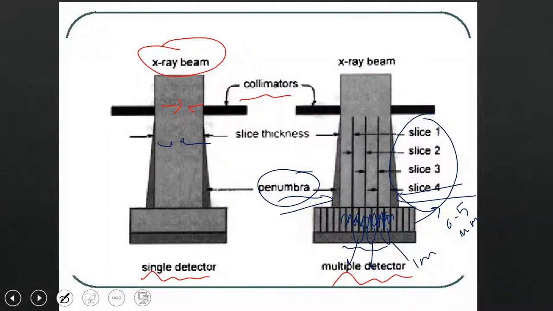I will make my beam a bit larger because I want to avoid the penumbra area and I don't want to include it. So the area after the penumbra, or the area where my detectors are, where my slices are, should be far from the penumbra area. This way I can get a good image.